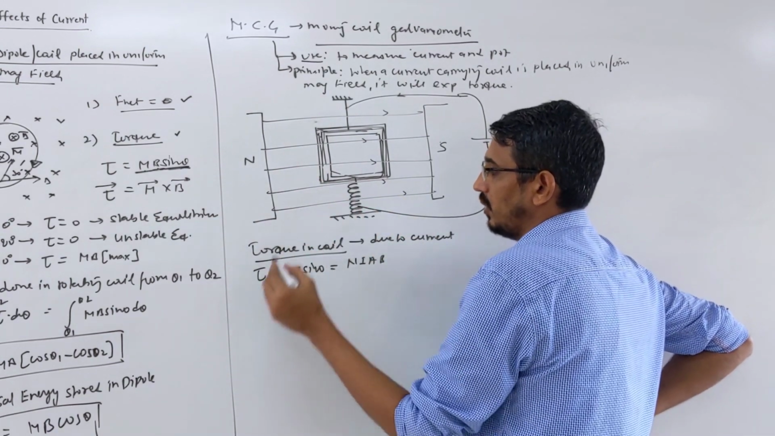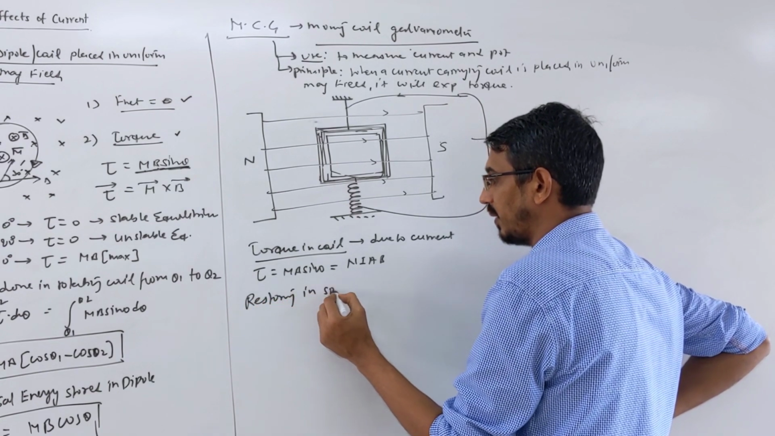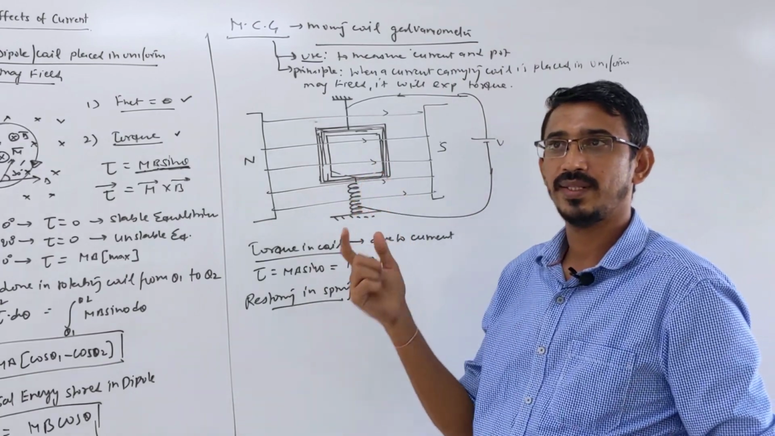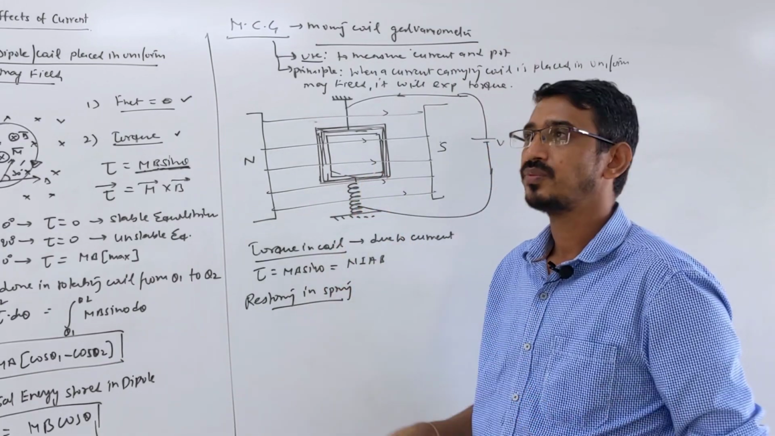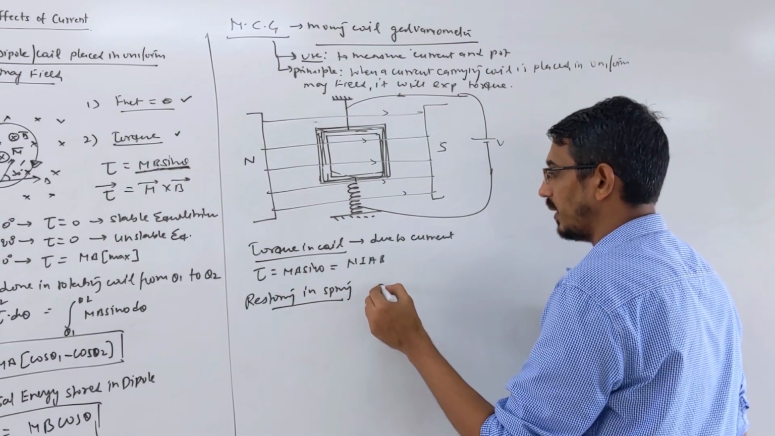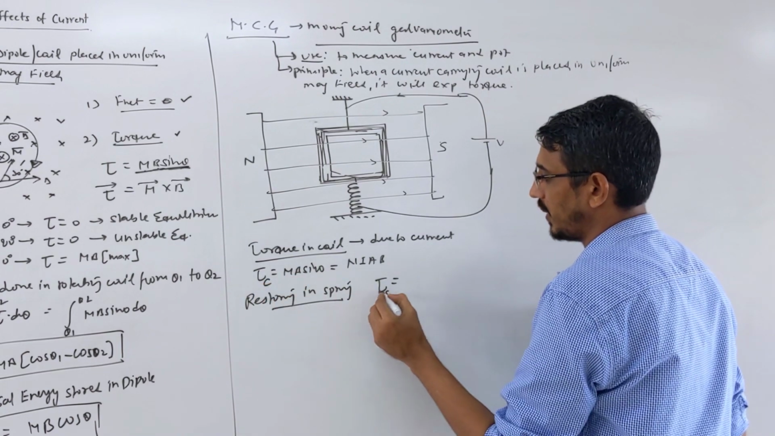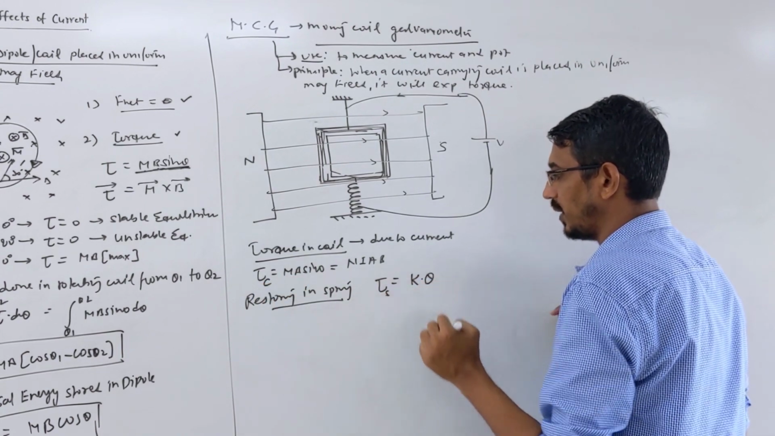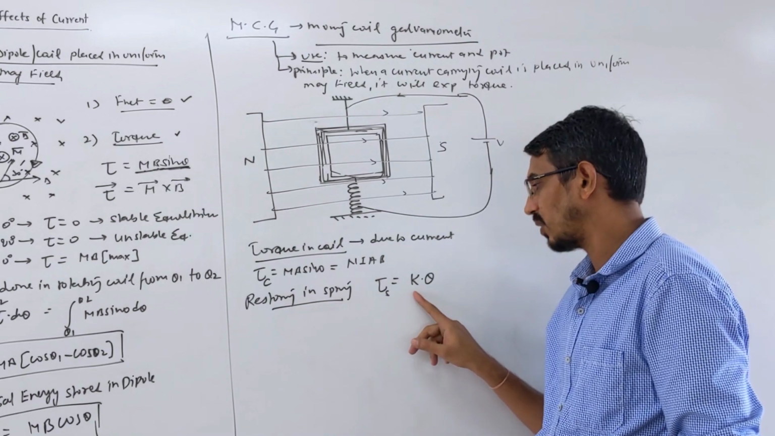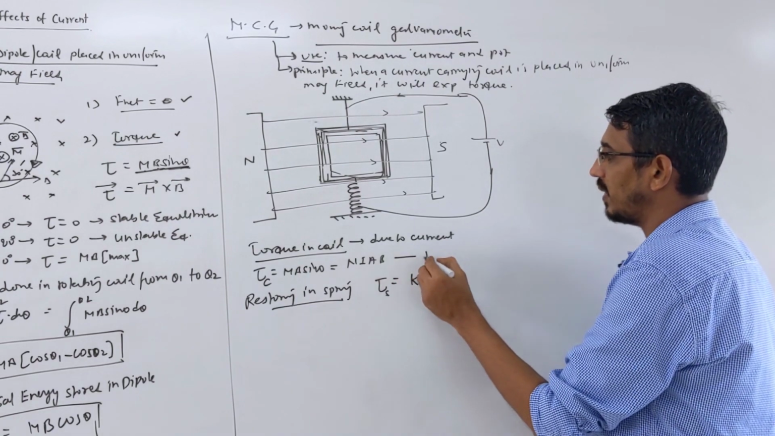Then the restoring torque in the spring. So the spring is attached with your frame. When the frame rotates, the spring also gets twisted, so restoring torque is developed in the spring. How much is that? We know the restoring torque, this is in the spring, we simply write K into theta. K is a constant, called the torque constant, and theta is called the angle of twisting. Right? So these two torques balance each other.